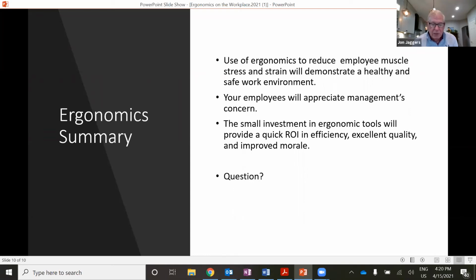Any questions? I'm curious to ask, does anyone use anti-fatigue mats and/or ergonomic chairs or stools? All the above. All the above. Excellent.